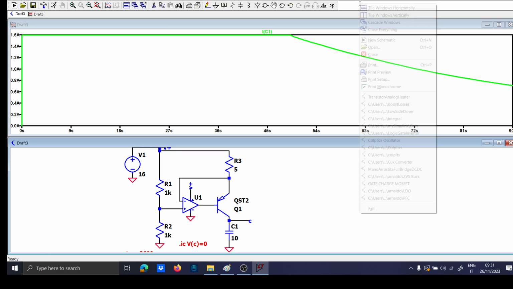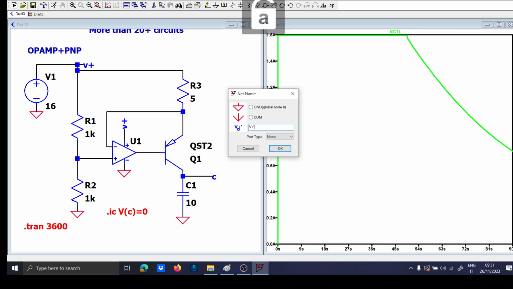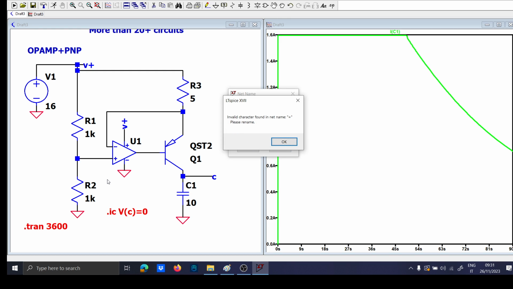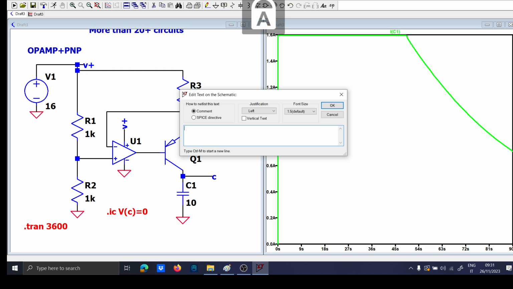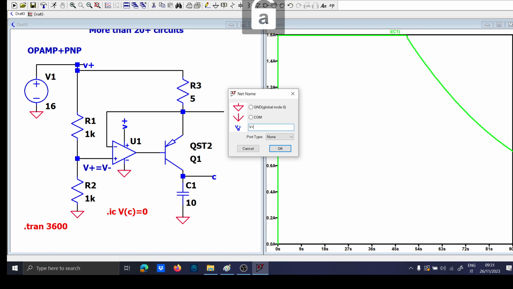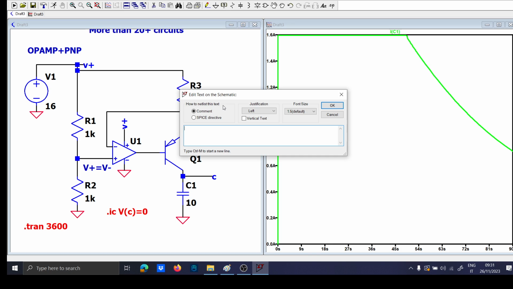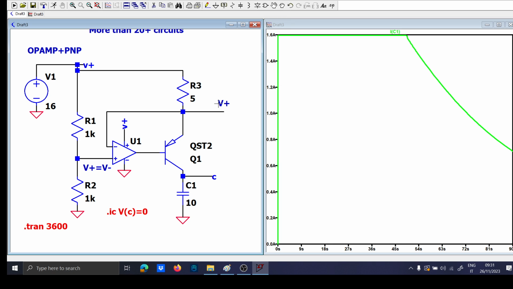This is one of the most basic circuits, and the principle is that you have V plus equal to V minus. Okay, so at this point here you have V plus. You have the V plus of the op-amp, and the current flowing into this.